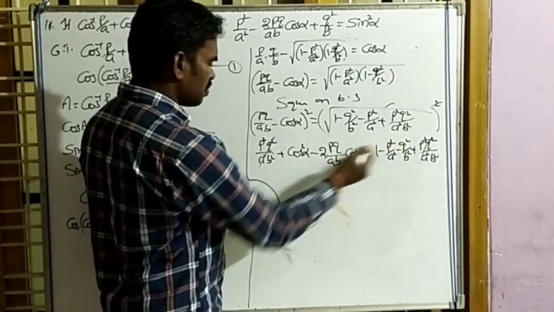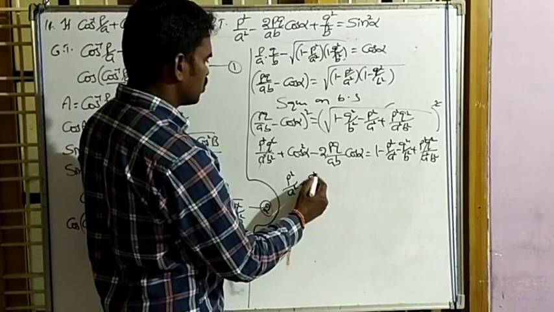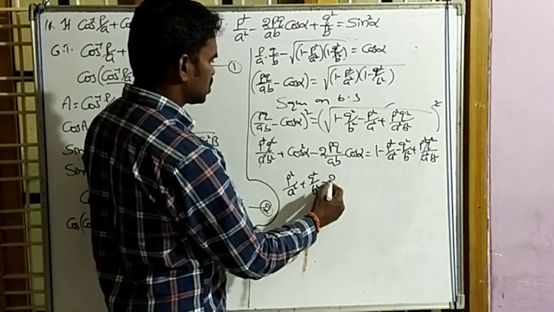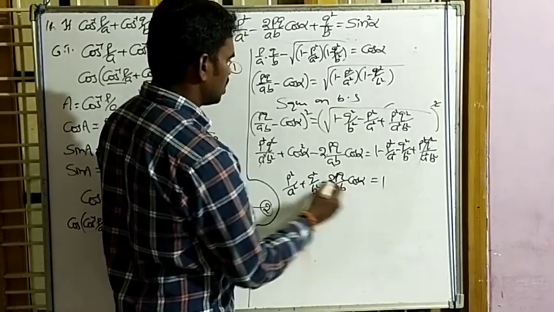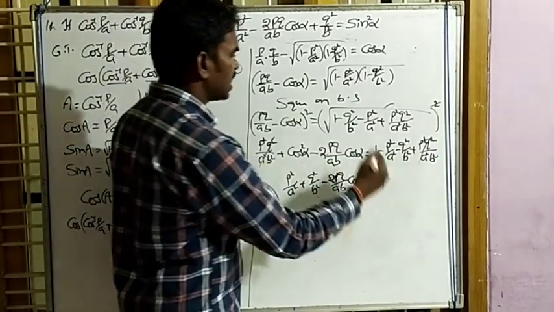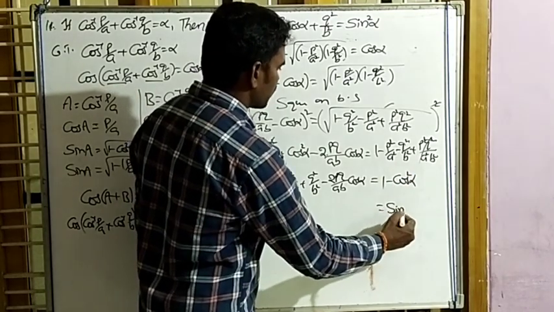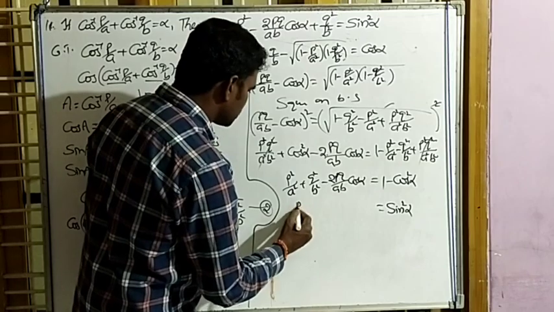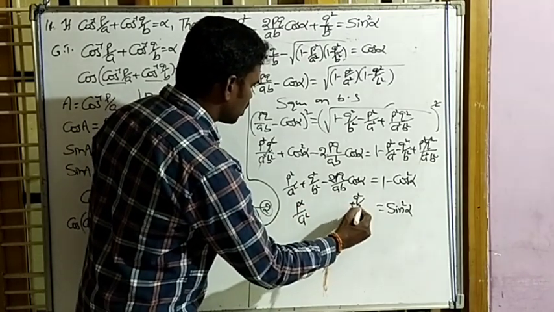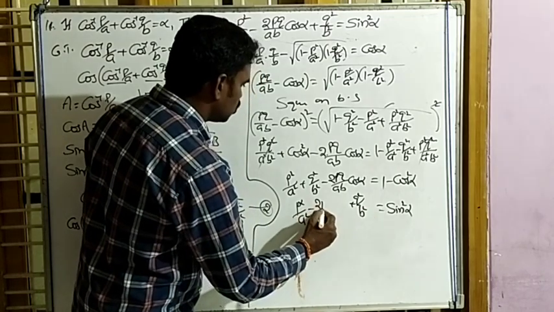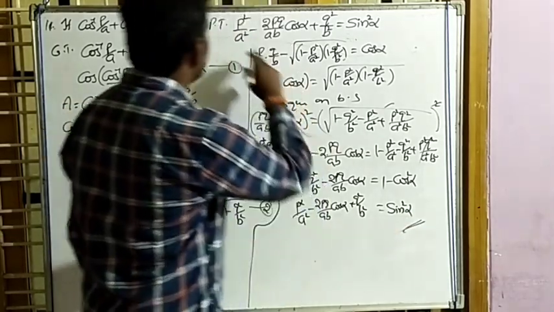So minus p square by a square, bring to the left side, becomes plus p square by a square, and plus q square by b square, and minus 2pq by ab cos alpha as it is. And what is remaining? This plus cos square alpha is remaining, send to the right side, becomes minus cos square alpha. Okay, 1 minus cos square alpha is sin square alpha. And on the left side the remaining terms are p square by a square plus q square by b square minus 2pq by ab cos alpha. Okay, got the answer?